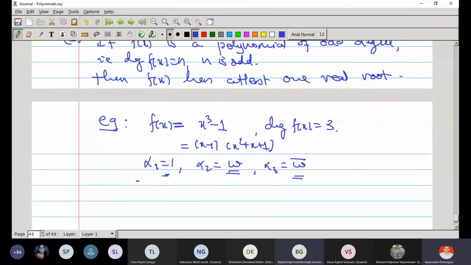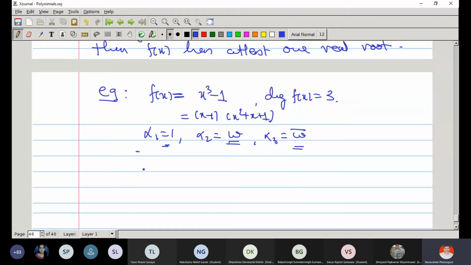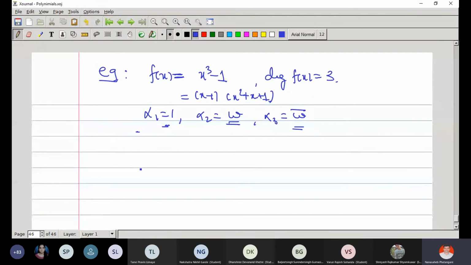But sir, what if there is no fifth root? What if there are only 4 roots and all 4 of them are complex? Yes, it is possible, no problem. For example, I will construct a polynomial by a simple technique.